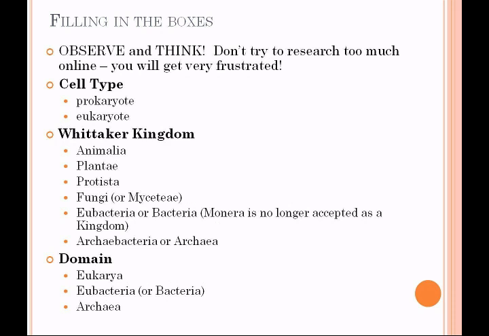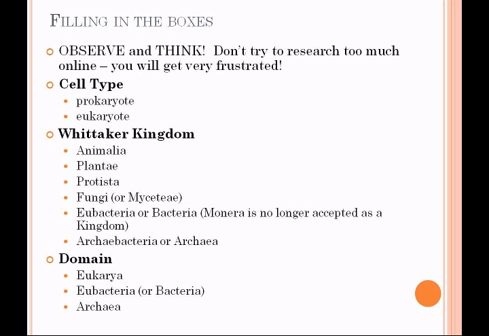The next column is the Whittaker kingdom. There are 6 Whittaker kingdoms. There used to be 5. The first one is Animalia, or animals, plants, or Plantae, Protista, and you learned in lecture that Protista is very much a catch-all kingdom. Quite a few organisms fit into that one. Fungi. Fungi is also known as Mycetae. And then the old Monera kingdom has been split into 2 different kingdoms in the Whittaker system, called Eubacteria, or sometimes just called bacteria, and Archaebacteria, or Archaea.